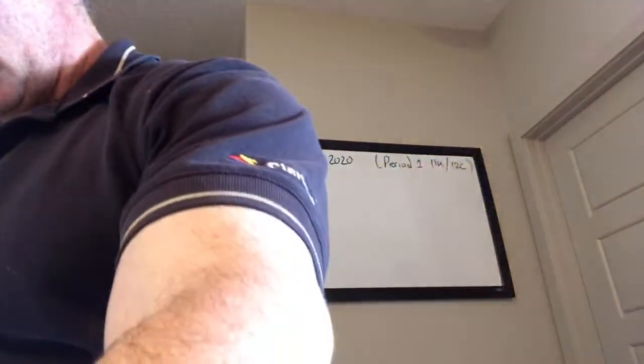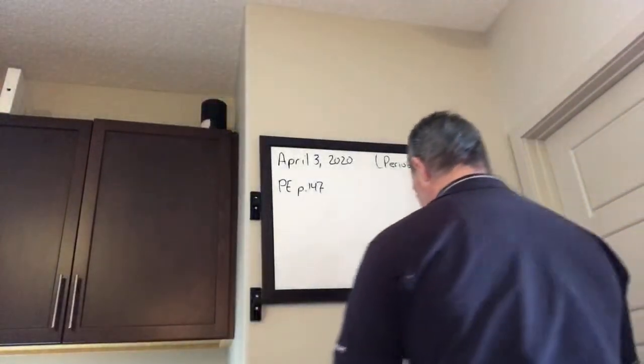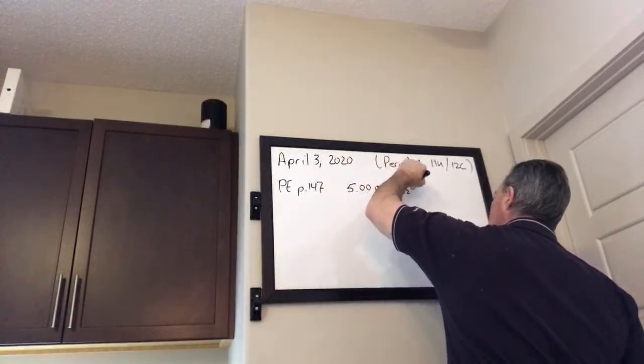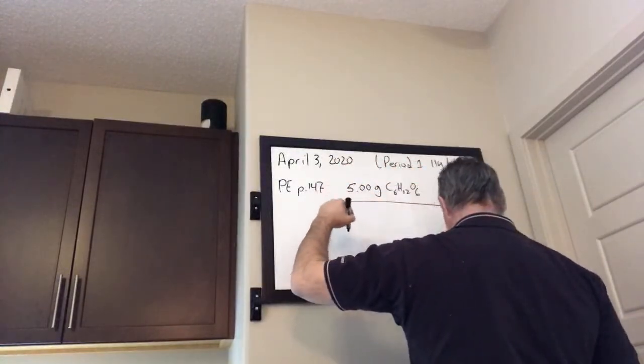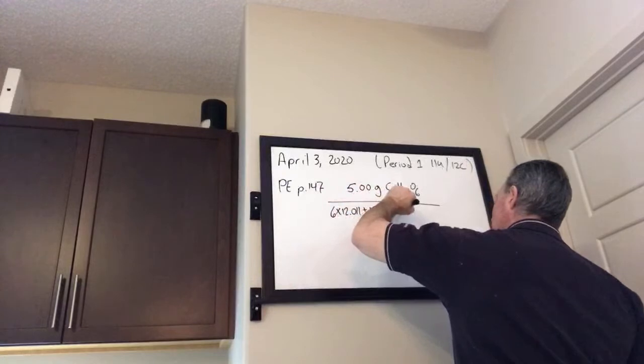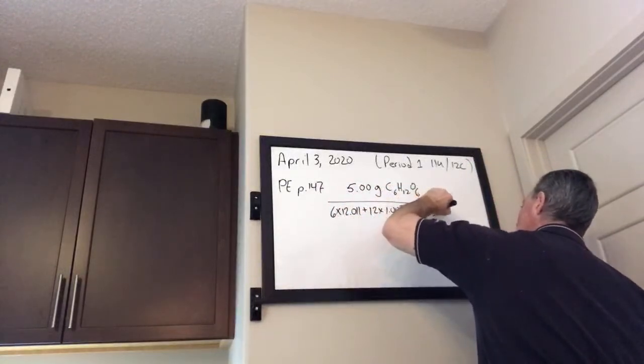The question asks, what is the molar concentration? No, sorry, calculate the molarity of a solution made by dissolving 5 grams of glucose, C6H12O6, in sufficient water to form exactly 100 milliliters of solution. So you have 5 grams of glucose. So let's find the molar mass of glucose. It's going to be 6 times the 12.011 plus 12 times the 1.00794 plus 6 times the 15.9994.